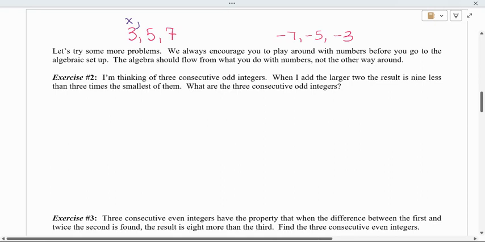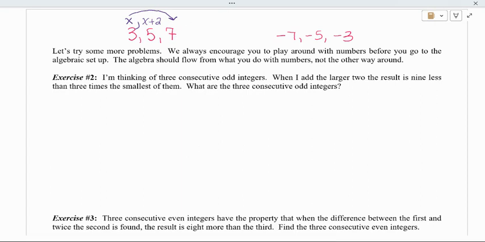If this first integer is x, how do I get to the next one? I'm adding 2. If this first integer is x, how do I get to the third one? x plus what gives me... 3 plus what gives me 7? 4. So even though we're talking about odd integers, they're two numbers apart, right? 3 plus 2 is 5.